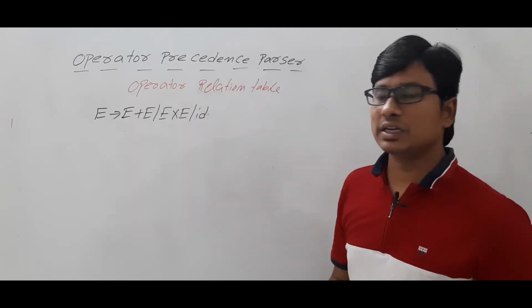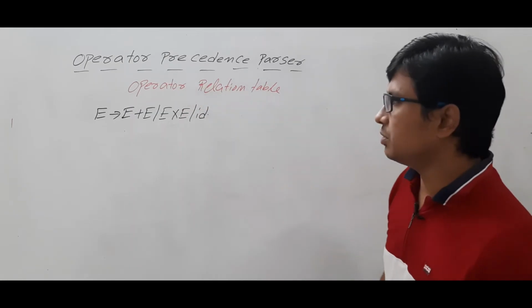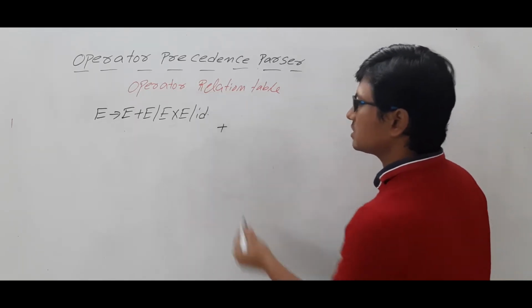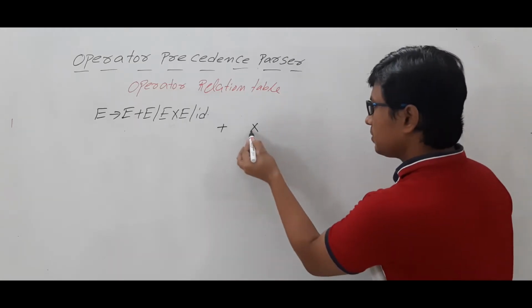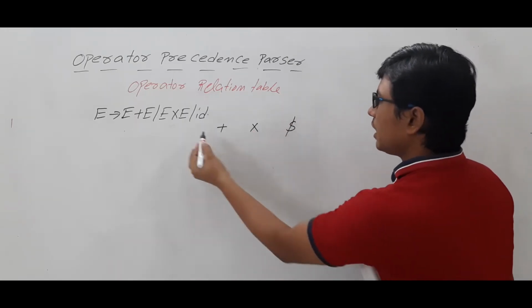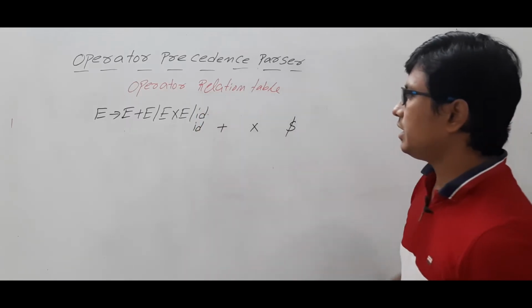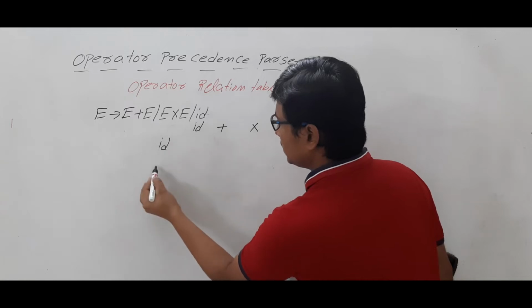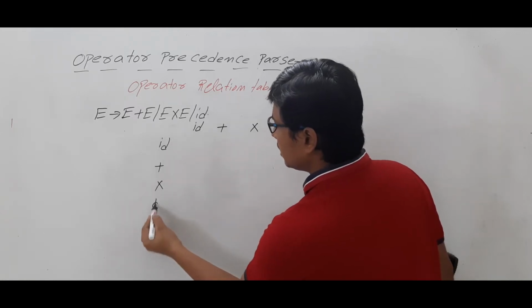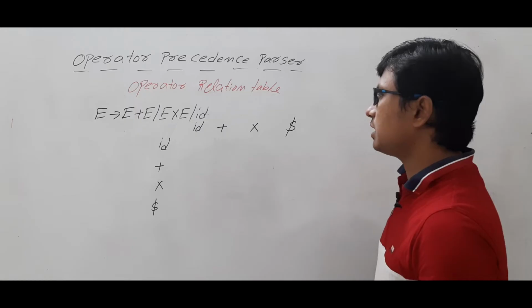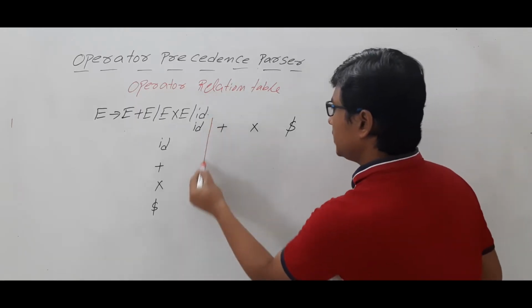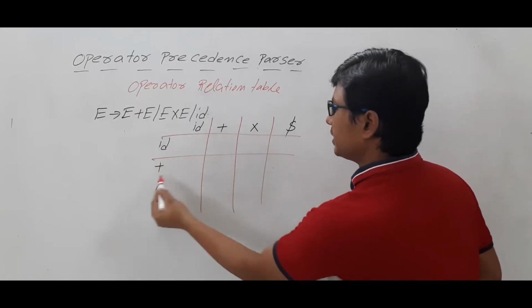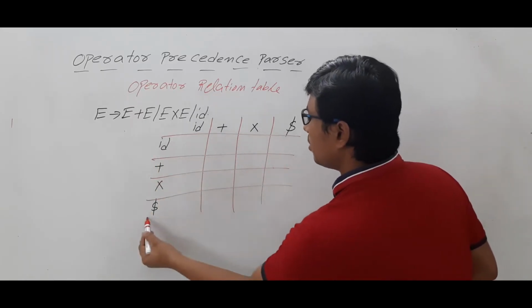So first I need to construct the operator relation table. The operator relation table will consist of all the terminals such as plus, multiplication, dollar, and id. Id, plus, multiplication and dollar will be there in the rows and the columns. Is it clear? Meaning is that we are computing the relation between two operators. That's why it is called the operator relation table.